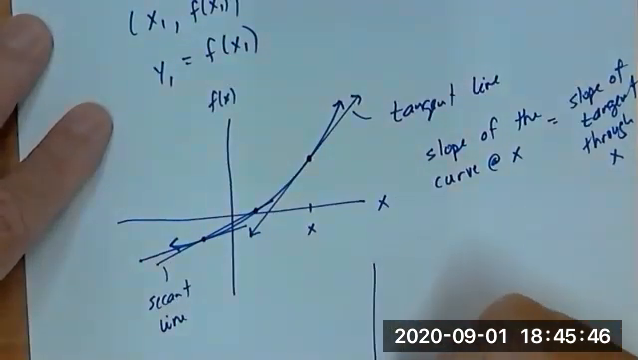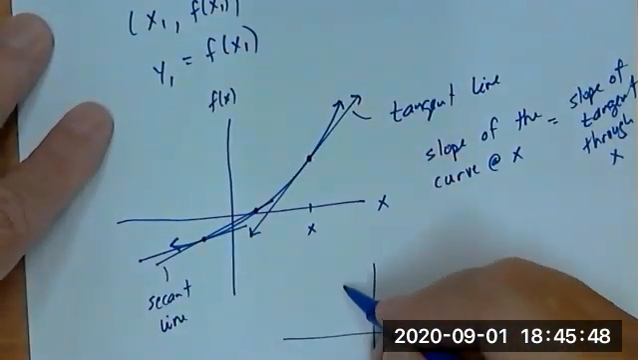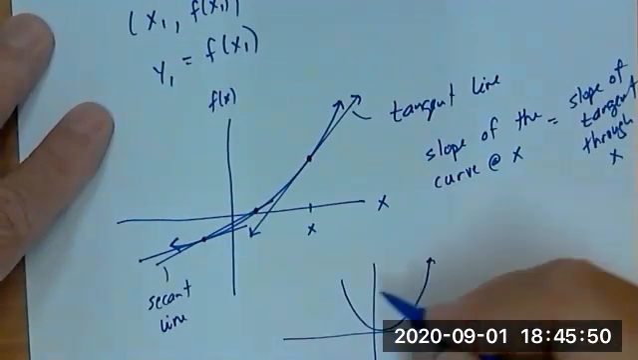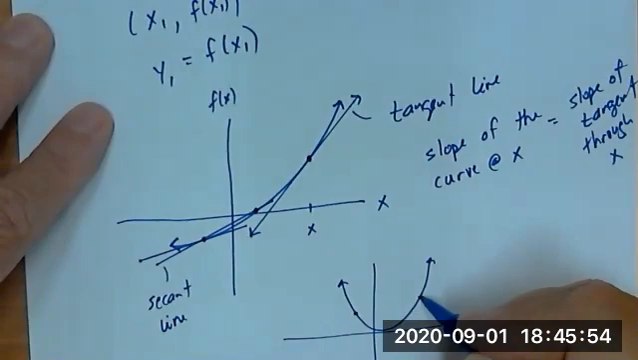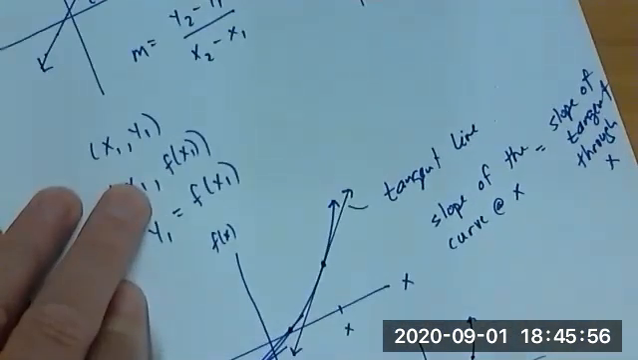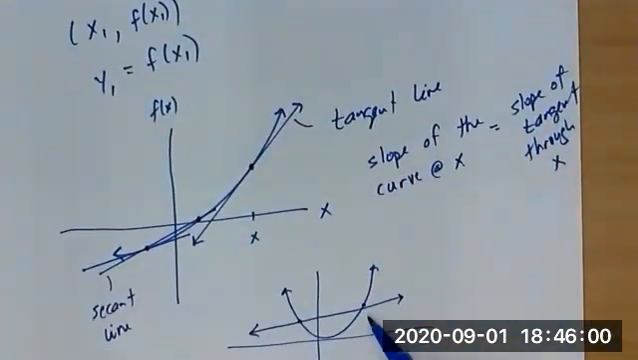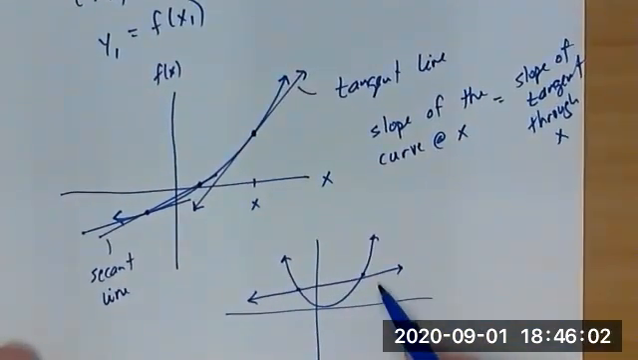So for example, if I had a parabola here, I could choose 2 points here, and if I draw a line, that's called a secant line. That's sort of an extreme example. But anytime you have 2 points on a curve, the line that goes through the 2 points is called a secant line.